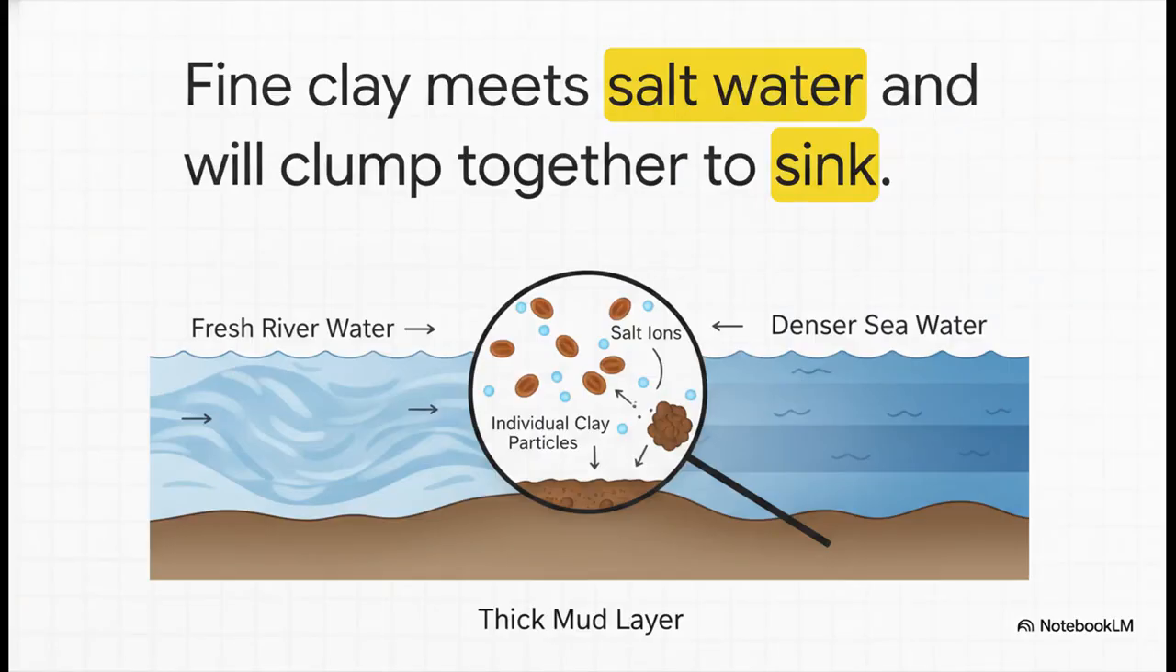And speaking of fine clay, there is a fascinating chemical process that happens here called flocculation. Fine clays are so incredibly light, they can stay suspended in fresh river water almost indefinitely. But when that fresh river water meets salty seawater in an estuary, a reaction occurs. The electrical charges in the salt cause those microscopic clay particles to clump together, to flocculate. They become heavy enough to sink, which is exactly why estuaries are characterized by those vast, deep mudflats.